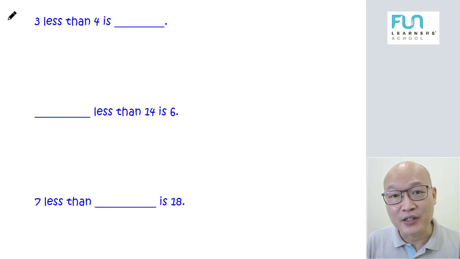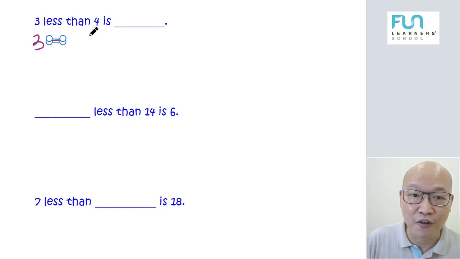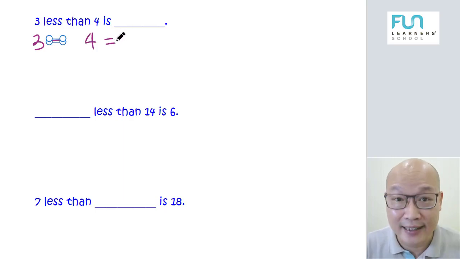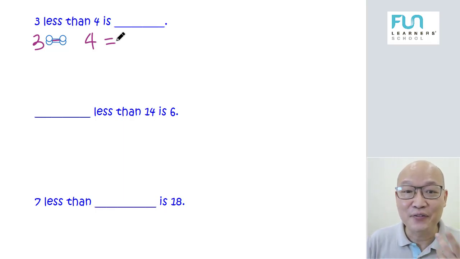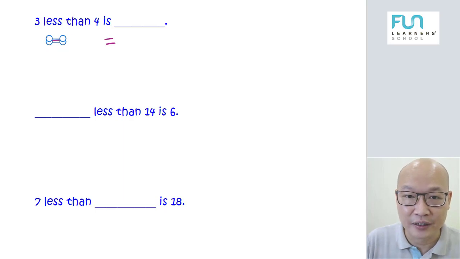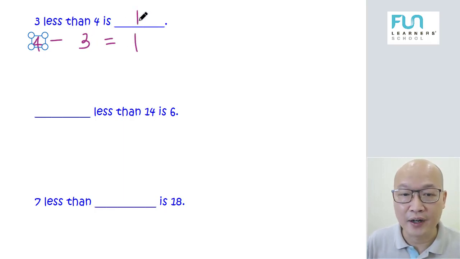So we parents always feel that less means minus, so 3 minus 4, and then equals, and suddenly you notice that this question cannot be solved, right? So what we're supposed to do is 4 minus 3 instead, right? 4 minus 3 equals 1. Then we put 1 here.